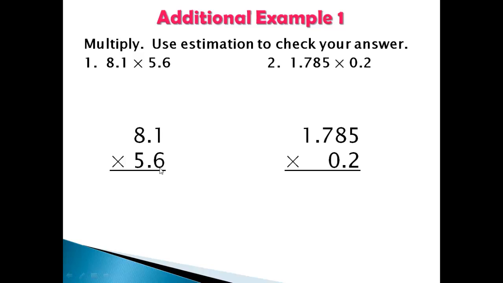6 times 1 is 6, and 6 times 8 is 48. For our second row, we're going to start with our 0, and then 5 times 1 is 5, and 5 times 8 is 40.